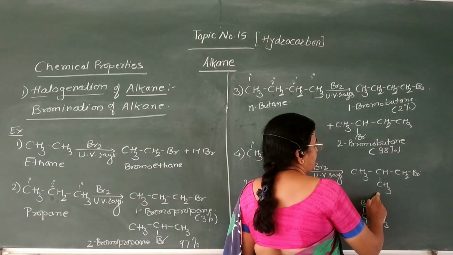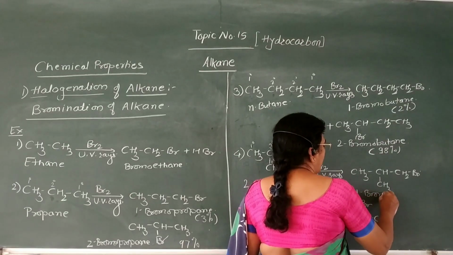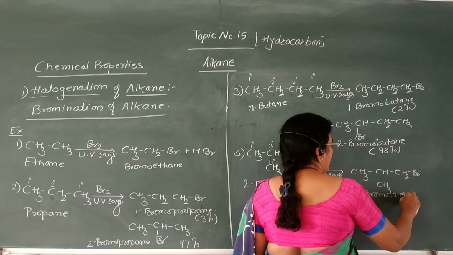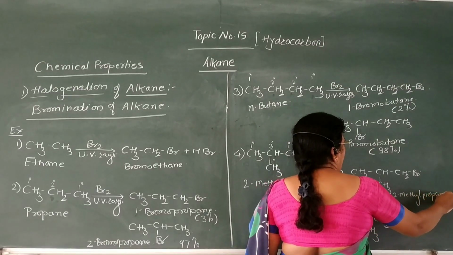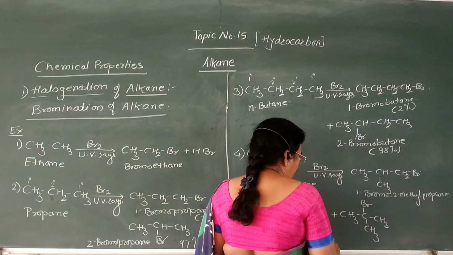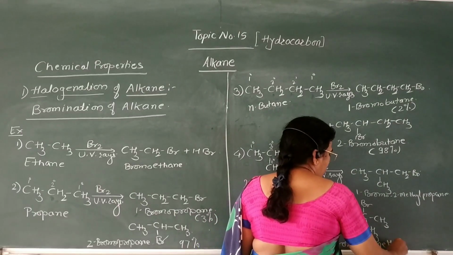This is 1-bromo-2-methylpropane, and this product is 2-bromo-2-methylpropane.